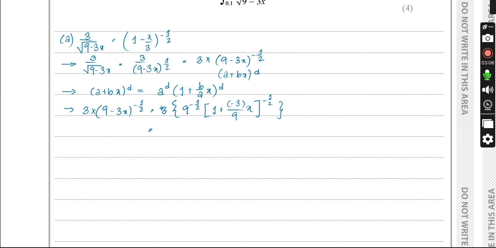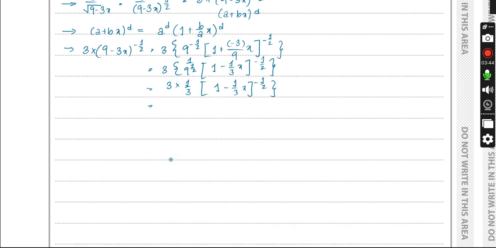So it will be 3 bracket, if you do this, it will be 1 by 9 to the power half, bracket 1, and minus 3 divided by 9 would be minus 1 by 3 x to the power minus half, bracket close. And 9 to the power half is actually square root of 9. So it would be 1 by 3. So it would become 1 by 3, bracket 1 minus 1 by 3 x to the power minus half.